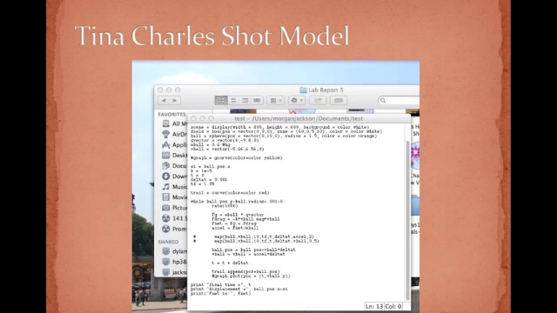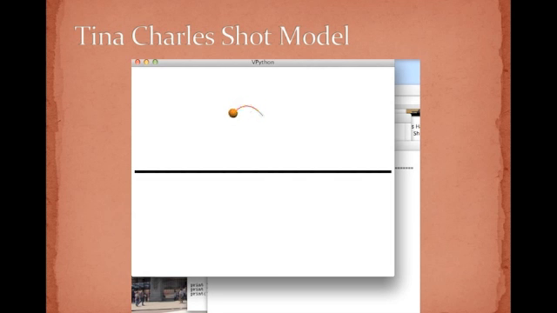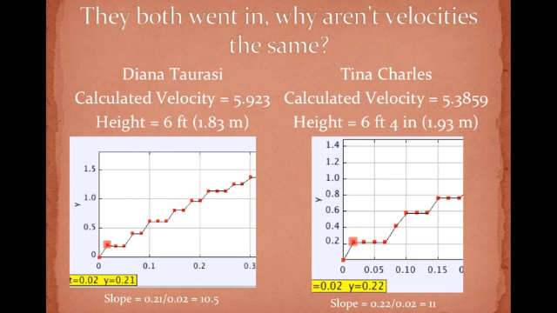From here, we can make a model in Python showing the trajectory and path of her shot. The procedure was identical to what we did previously for Diana Taurasi, however, initial conditions were changed based on the data for Tina Charles gained from Tracker. Now, let's look at the meaning behind these numbers a little closer.